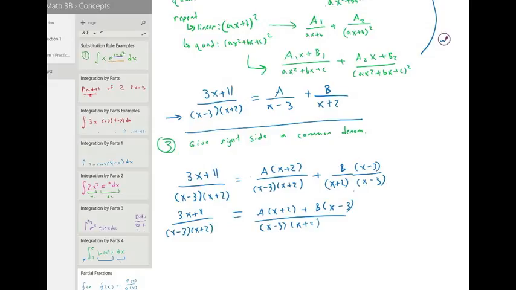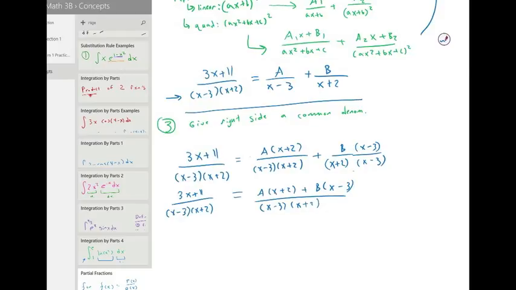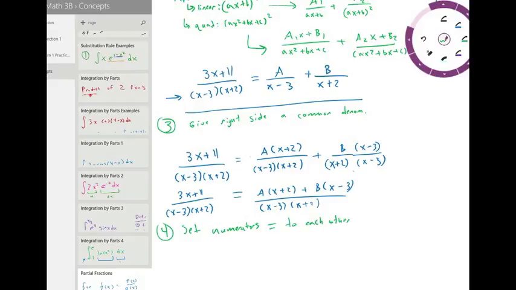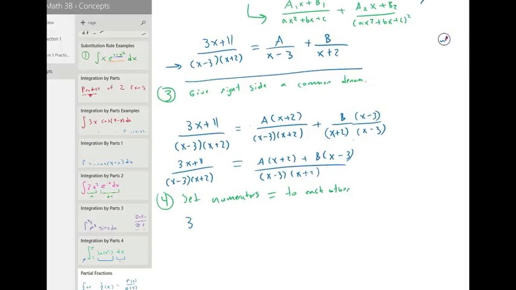So there we go. Next step, since these denominators are equal, we can set the numerators equal to each other. So 3x + 11 has to equal A times (x + 2) plus B times (x - 3).